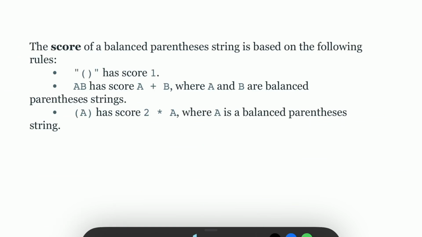Hope this is clear. Rule 1 is how we can calculate a simple parenthesis score, and rule 2 is how we can calculate the individual parenthesis score, which is addition, and rule 3 is how we can calculate the score for the nested parenthesis, which is multiplication.